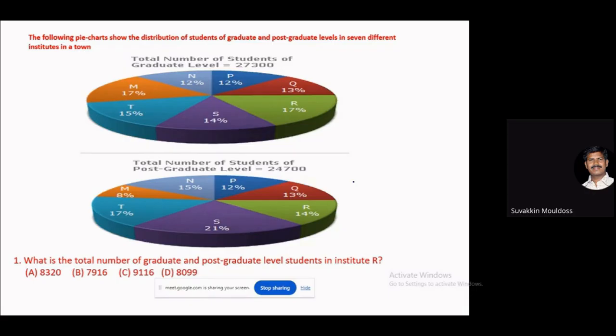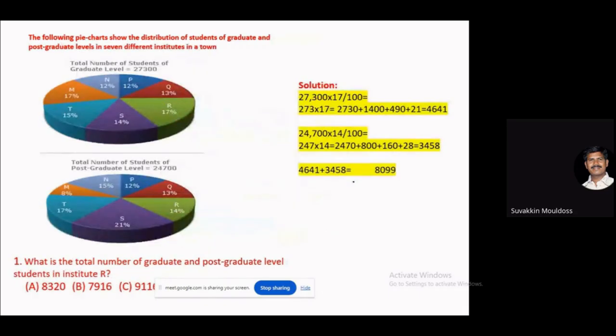Then you can add what is the total number of graduate and postgraduate level students in the institute R. Institute R has 17% here and 14% here. We find how much each of those is, then we can get one value, that is the one mentioned here, 8,099.